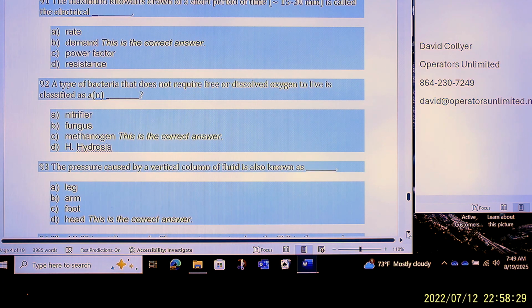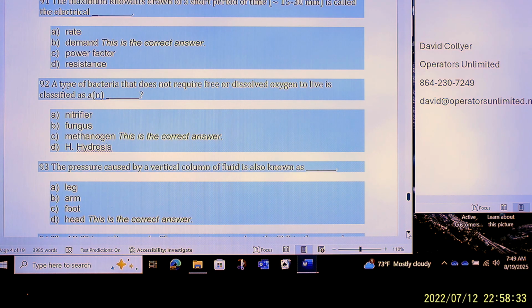91. The maximum kilowatts drawn over a short period of time, 15 to 30 minutes, is called the electrical blank. A, rate, B, demand, C, power factor, or D, resistance. The answer to number 91 is B, demand.